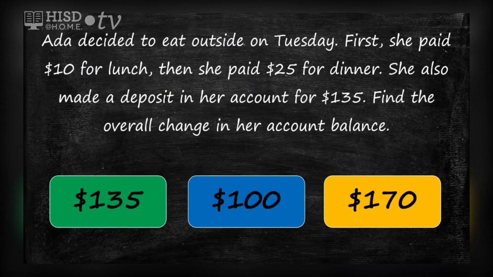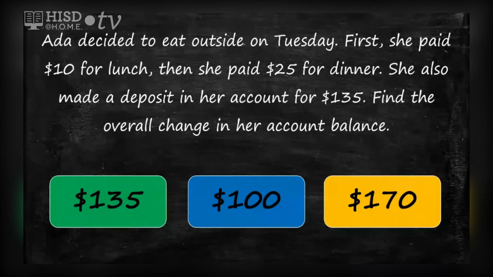So the following problem says, Ada decided to eat outside on Tuesday. First, she paid $10 for lunch, and then she paid $25 for dinner. She also made a deposit in her account for $135. Find the overall change in her account balance. You're gonna have a couple of seconds for you to solve this problem and pick the correct answers.